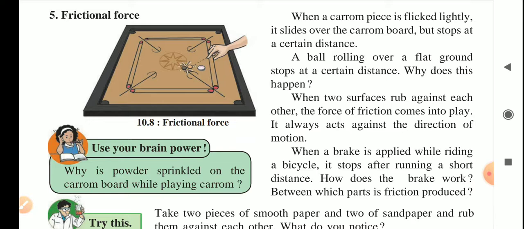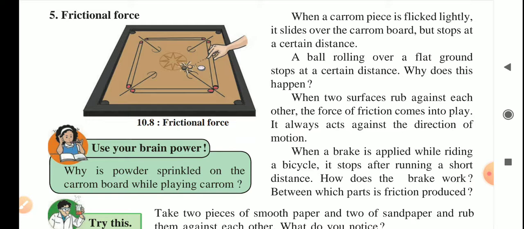One such example is the carom board. Some of you might have experience of playing carom board. You might have played it during the lockdown as well. When a carom piece is flicked lightly, it slides over the carom board but stops at a certain distance, right? You might have experienced this.